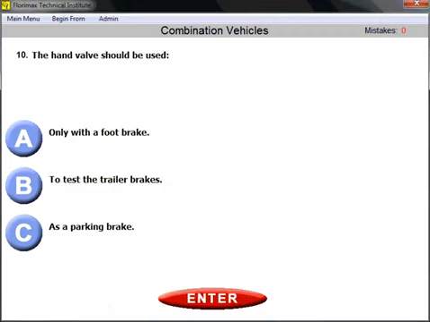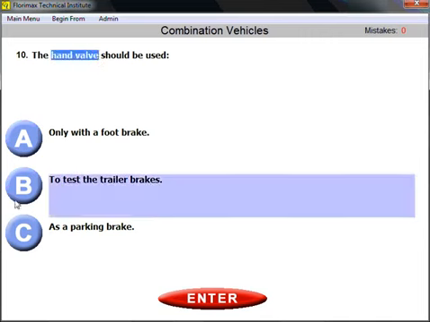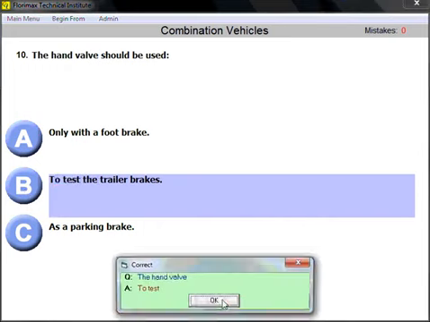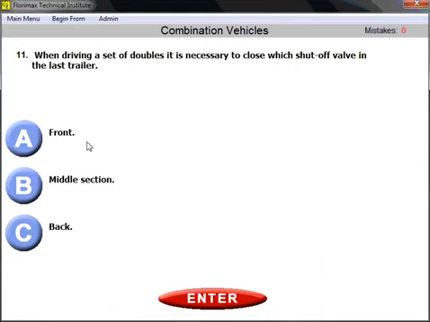Question number 10. A hand valve should be used. You just again need to remember, hand valve is a special device which is used only for one purpose, to test the trailer brakes. Nothing else. So hand valve should be used to test the trailer brakes. Only for this particular purpose. Never during your movement, and not for anything else, no matter what.